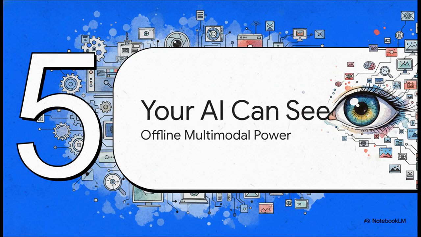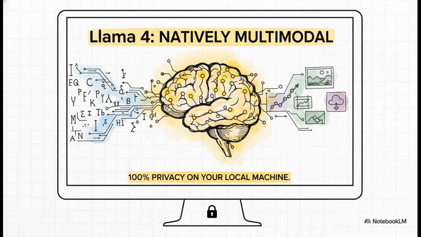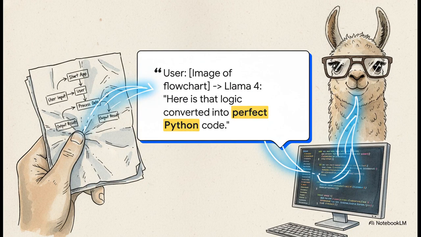But wait, it gets even better. The revolution here isn't just about text. Llama 4 has this secret superpower that completely changes the game. Your AI can actually see now. Llama 4 is what the pros call natively multimodal. All that really means is that it was built from the ground up to understand both text and images. And the best part? Since it's all on your machine, you can show it pictures, and none of that data ever leaves your computer.